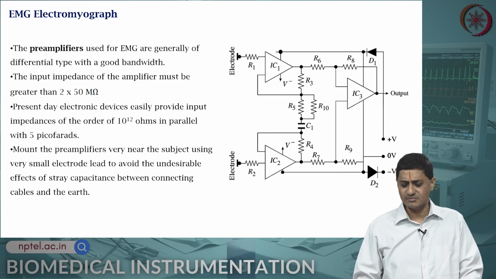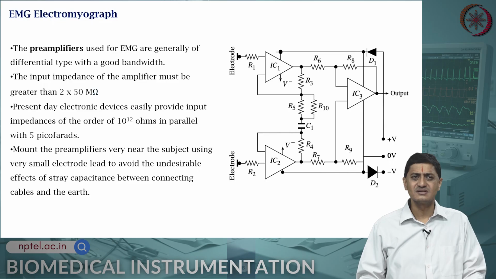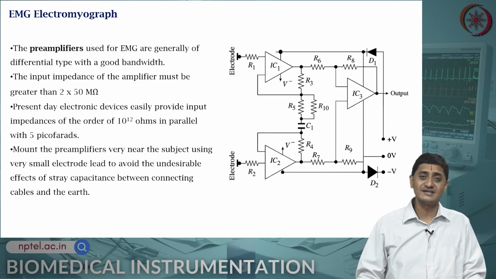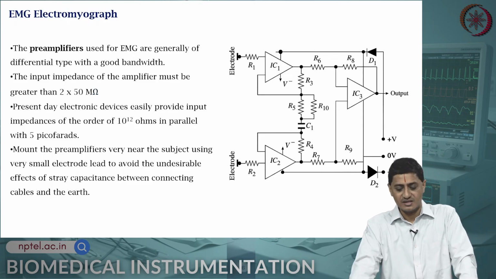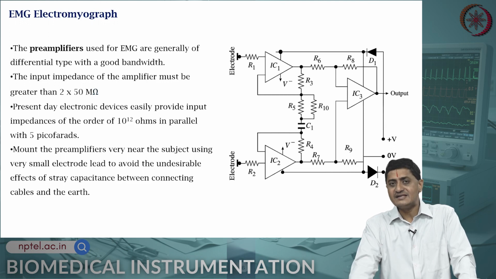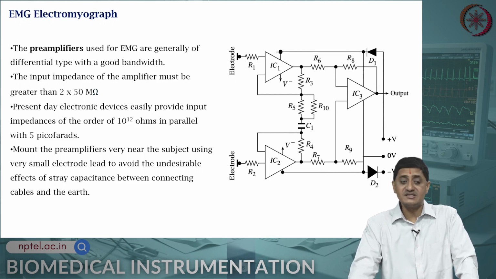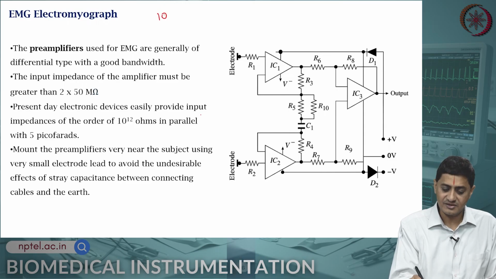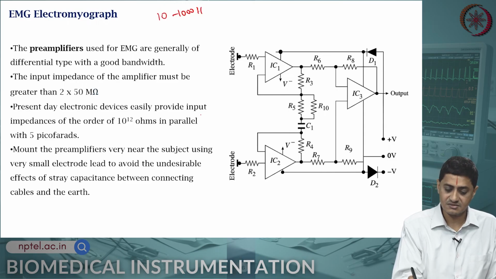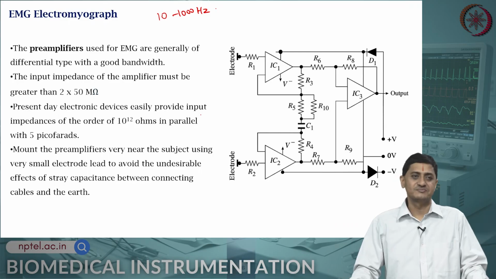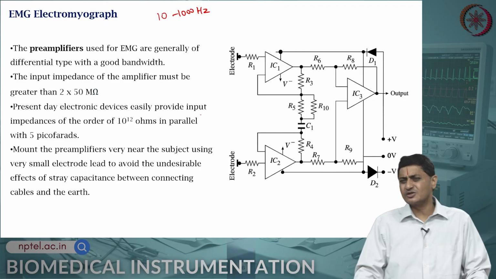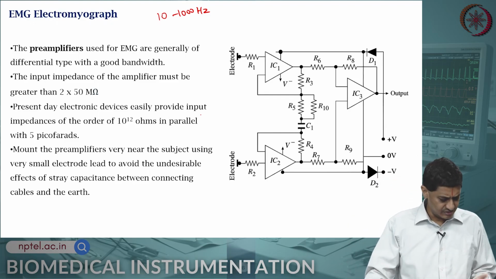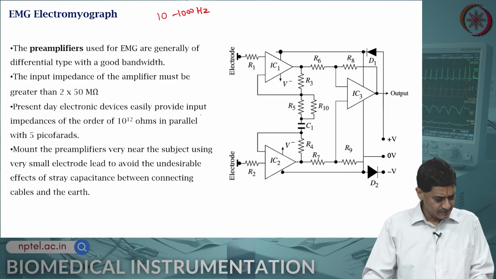These are typical preamps. The preamps used for EMG are generally of differential type that have good bandwidth. Remember, unlike ECG and EEG, EMG signals are from 10 to 1000 hertz. So, you need to have a large bandwidth. Okay. You can do some computation. Assume that the electrode contact is about 50 kilo ohms, right.